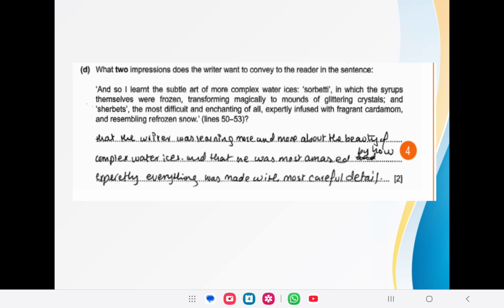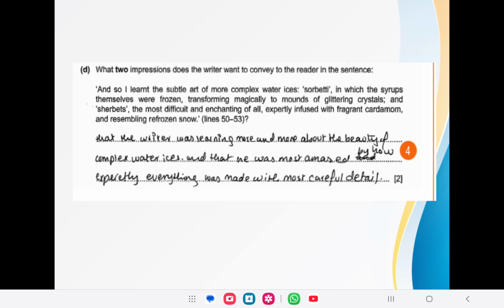Now the next one. What two impressions does the writer want to convey to the reader in this sentence? "And so I learnt the subtle art of more complex water ices, sorbets, in which the syrups themselves were frozen, transforming magically to mounds of glittering crystals, and sherbets, the most difficult and enchanting of all, expertly infused with fragrant cardamom and resembling frozen snow." If I read this, I can find many different impressions here. Let's give it a try.